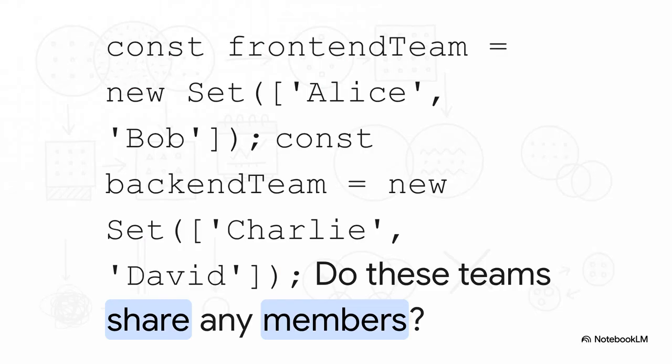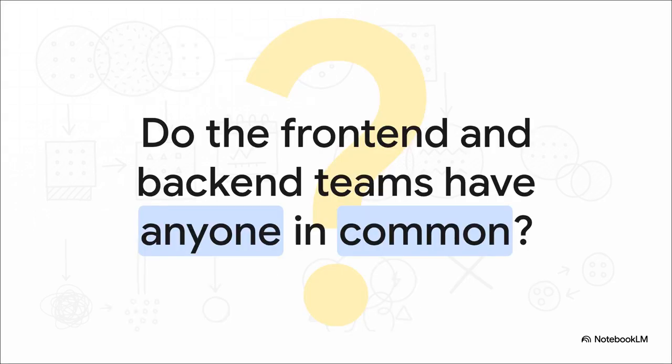Let's do another quick example. Here we've got two different development teams, a front-end team and a back-end team, and each one is represented by a set of names. Now, a common thing you might need to check is, is there any overlap between these two teams? Does anyone actually work on both front-end and back-end?